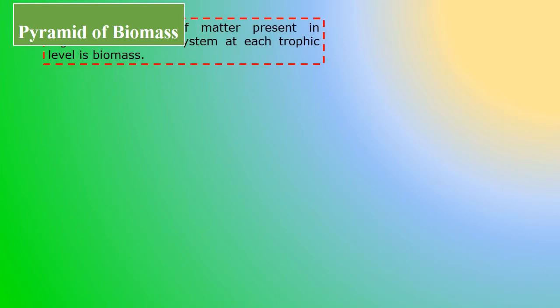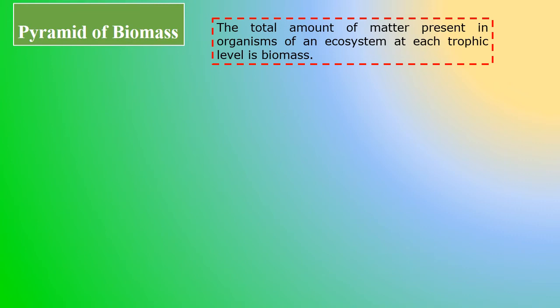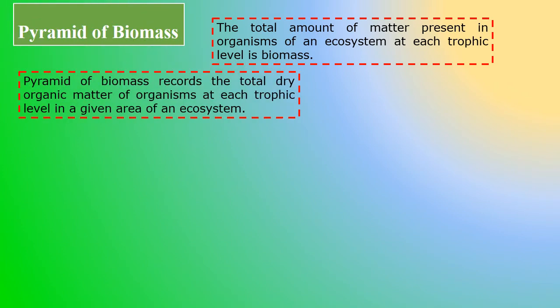Dear friends, it was all about the pyramid of numbers, and in that we have discussed the different types of ecosystems. Let us proceed with another type of ecological pyramid, that is known as pyramid of biomass. The total amount of matter present in organisms of an ecosystem at each trophic level is biomass. A pyramid of biomass regards the total dry organic matter of organisms at each trophic level in a given area of an ecosystem.